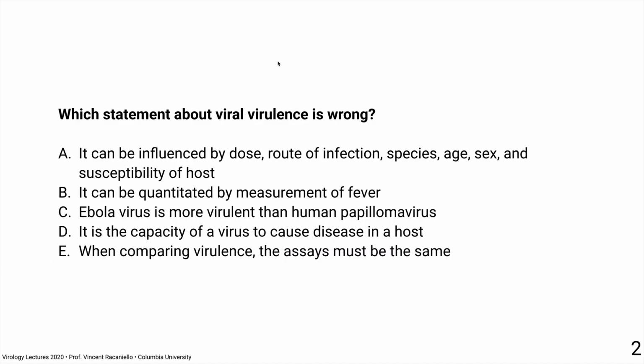Our next question is, which statement about viral virulence is wrong? A, it can be influenced by dose, route of infection, species, age, sex, susceptibility of host. B, it can be quantitated by measurement of fever. C, Ebola virus is more virulent than human papillomavirus. D, it's the capacity of a virus to cause disease in a host. E, when comparing virulence, the assays must be the same.